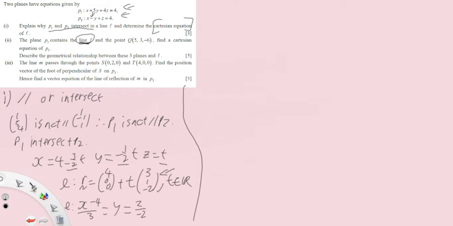Then how do you find the next one? That's the reason why they give us point Q, for us to find a second direction vector, which means we need to find another point in the plane, and I will use a point from line L. I will be using (4, 0, 0) because that's what we have found. So I'll take (5, 3, -6) minus (4, 0, 0), which equals (1, 3, -6).